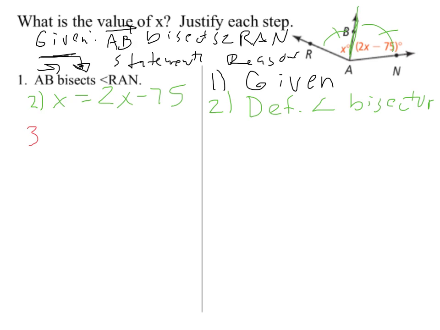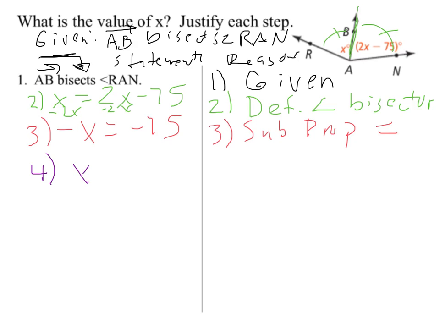And then my next step here, again, I'm trying to get x by itself, would be negative x is equal to negative 75. And what I did there was I subtracted 2x from both sides. If you want to write that step, you can. You do not have to. So since I subtracted from both sides, this would be subtraction property of equality. I just like to shorten it up so I don't have to write as much. And then my fourth step would be x is equal to 75. And what I did was divide by -1. So my reason here would be division prop of equality.